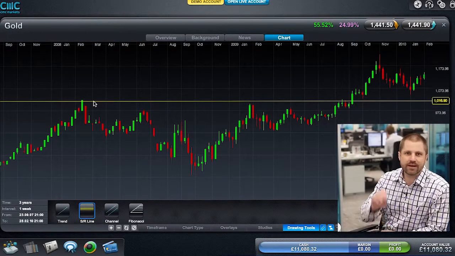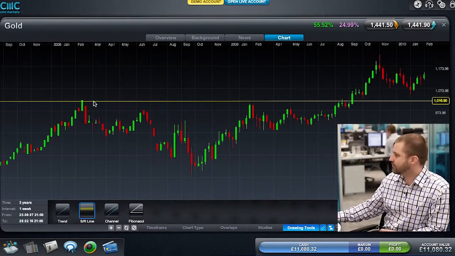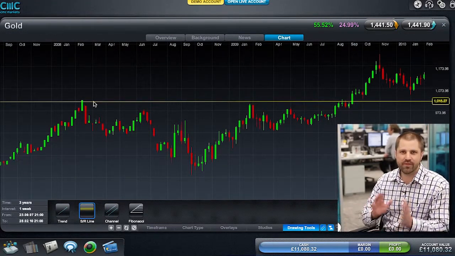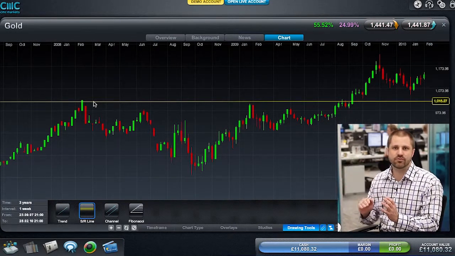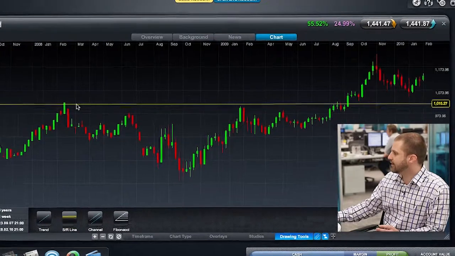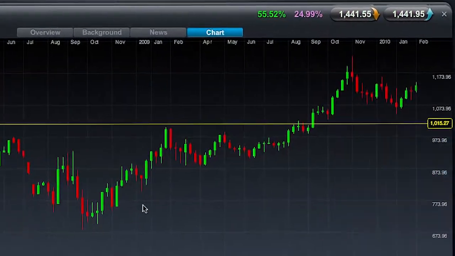what we can do is clearly identify an area just around about this level, about 1015, where each time the market starts to reach that level, it starts to drop down in value. So we'll click here and release that. So you see the market approach this level, fall in value, approach this level and start to fall in value.